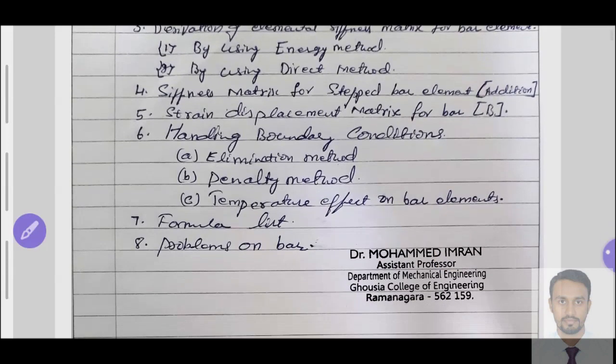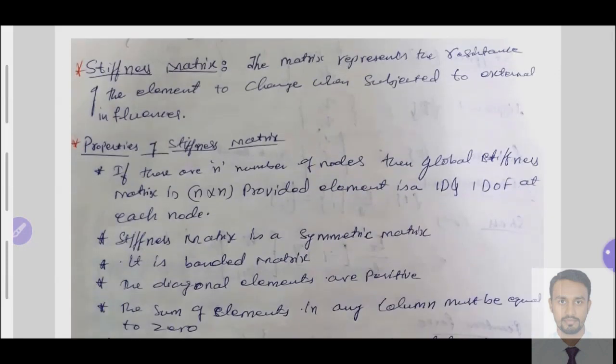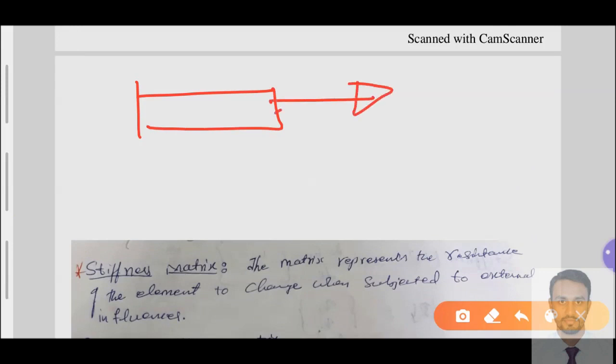So let me go for a definition of a stiffness matrix. What is the definition of the stiffness matrix? So we know that when we consider any kind of element and apply an external force, it offers a resistance to it. So that indicates what? A stiffness. So we know that concept.